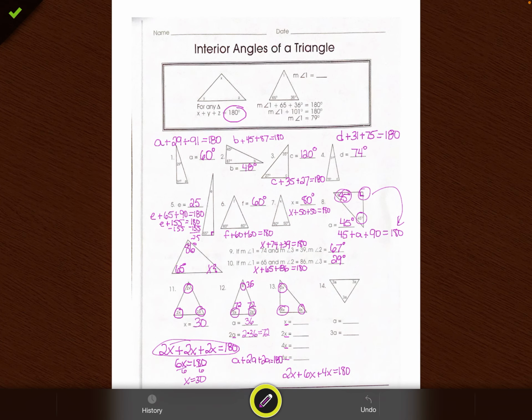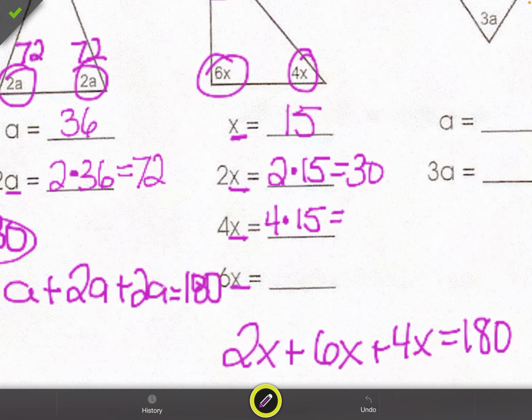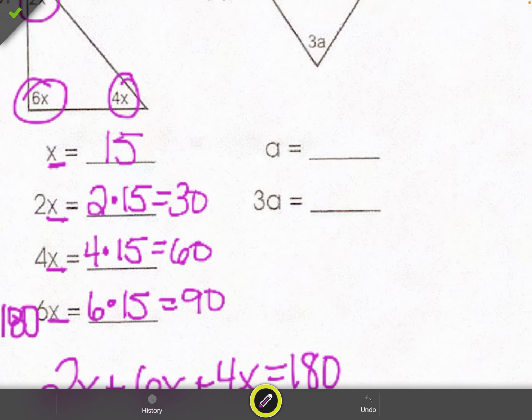So I come over here where I have x equals, I'm going to put 15. Now I just have to replace these x's with 15. So 2 times x, 2 times, what do we get for x? 15. That would be 30. 4x, 4 times 15 is 60. And then 6x, 6 times 15 is 90. Again, if you can't do the math in your head, that's what Desmos is for. Don't get them wrong. Type it into Desmos.